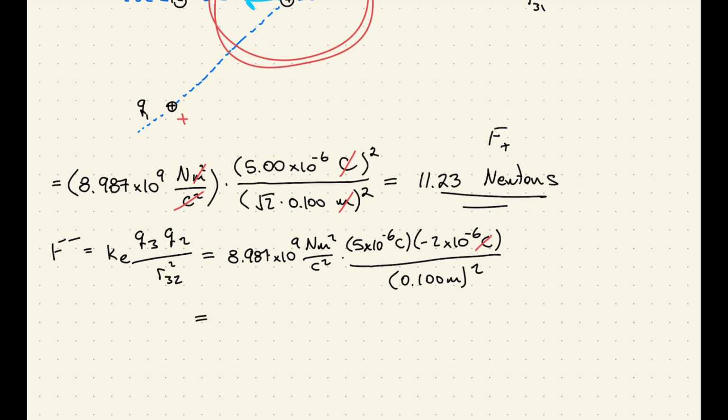Equal sign down here. Let's check the units again. Coulomb squared on the top cancels with coulomb squared on the bottom. Meter squared cancels with this meter squared. We get newtons, which is the correct unit we're looking for.